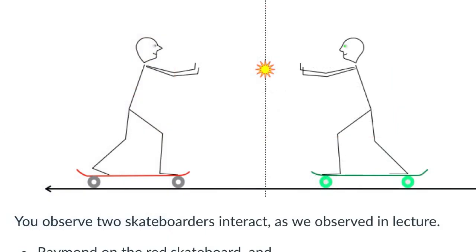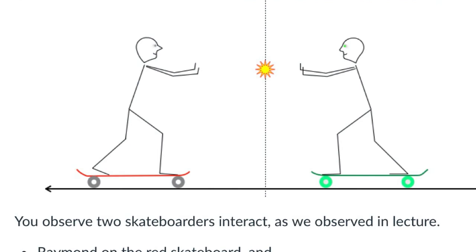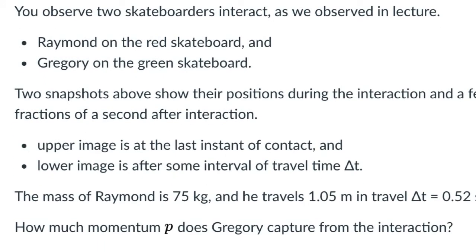Now, let's get to talking about the skateboarders. Here's a slice of a problem that we're probably going to have in homework either tonight or over the weekend. Couple skateboarders, and I call them Raymond and Gregory for red and green. The upper image is after an interval of travel time, delta T. The mass of Raymond is 75 kilograms, and he travels 1.05 meters in a delta T of 0.52 seconds. So the question is, how much momentum, P, does Gregory capture from the interaction?